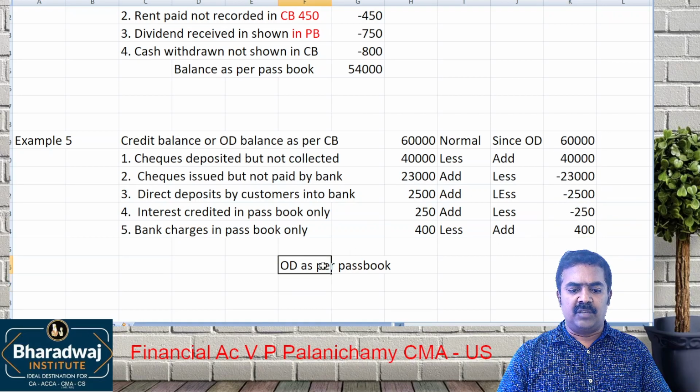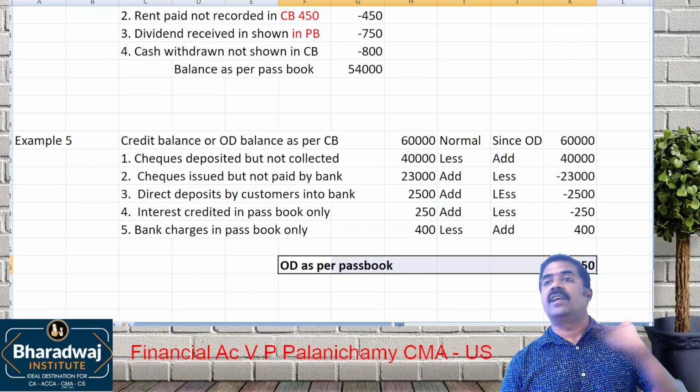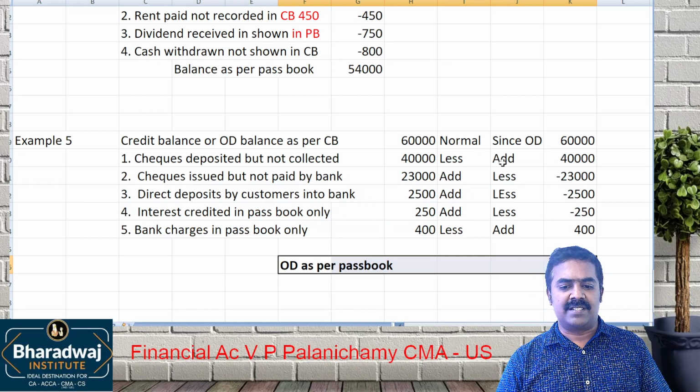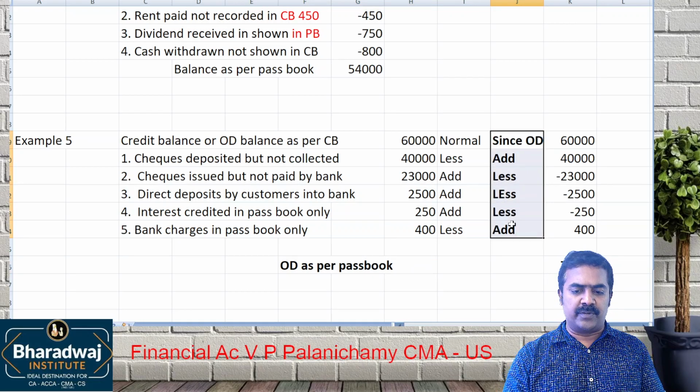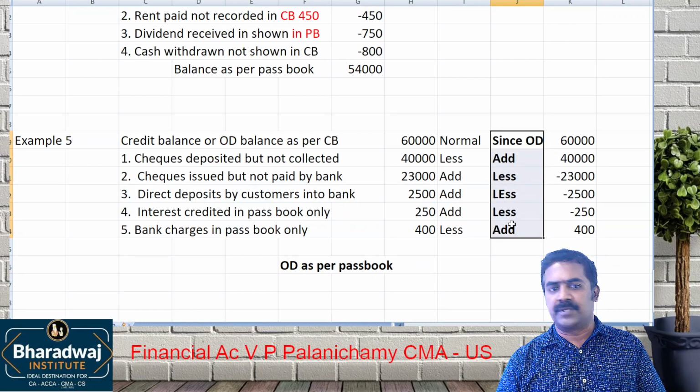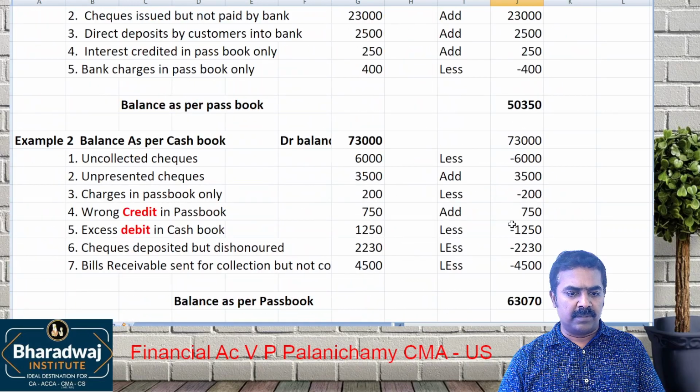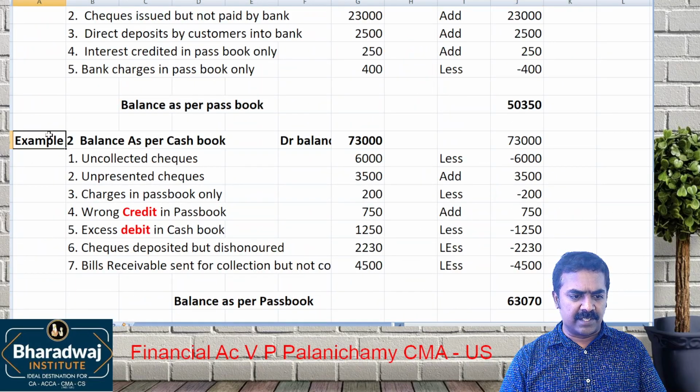Simple. If OD is a starting point, think everything in the normal way. But change the sign alone for which one? Adding and reducing. Just change the sign alone for adding and reducing. Shall we do one more problem for the same example?